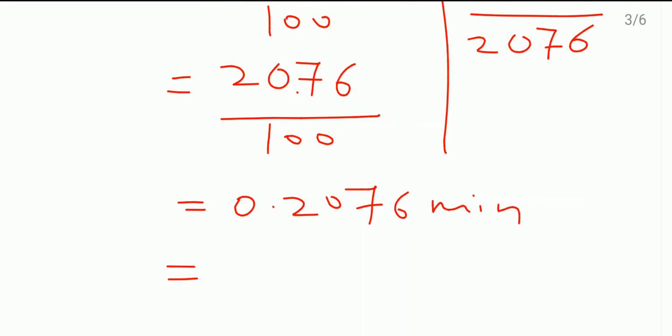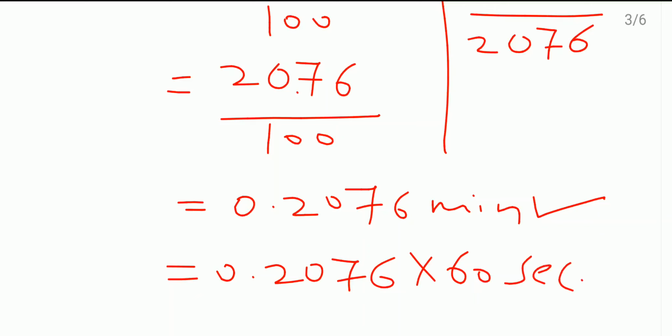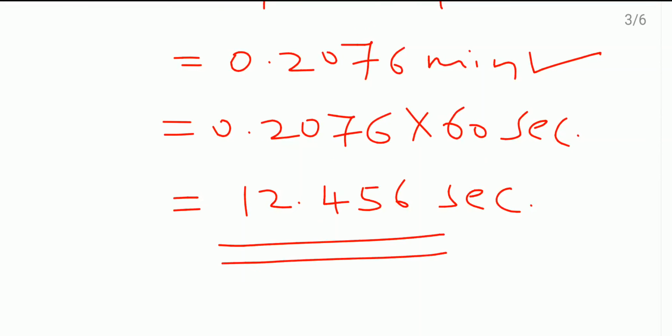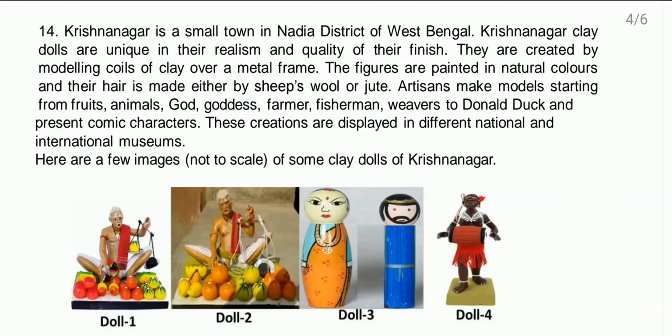And if you want to convert this into seconds, what will you do? You will multiply it by 60. Correct? This answer is also applicable and considerable. But if you want to convert into seconds, multiply it by 60. After multiplying this by 60, our answer comes as 12.456 seconds. That means with the speed of 20 km per hour, the boat will reach the lighthouse within 12.456 seconds. Right? This is a case study based question.